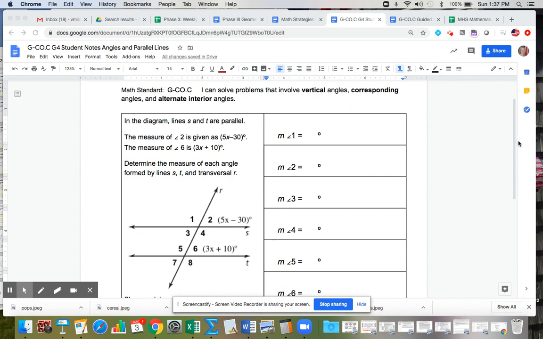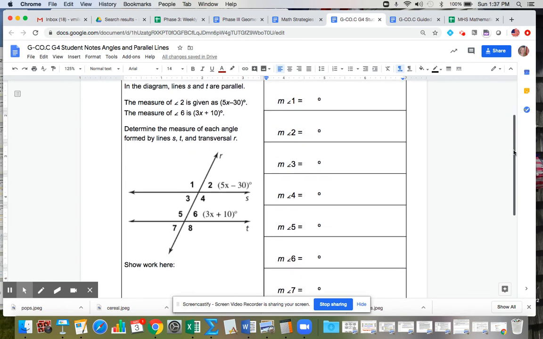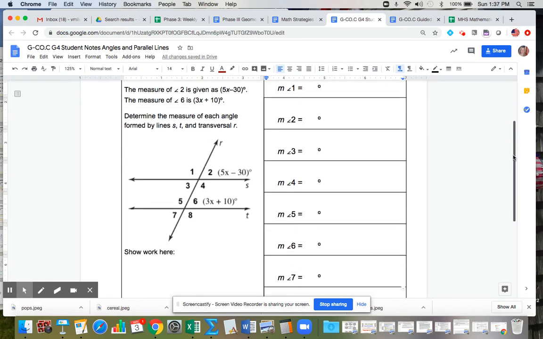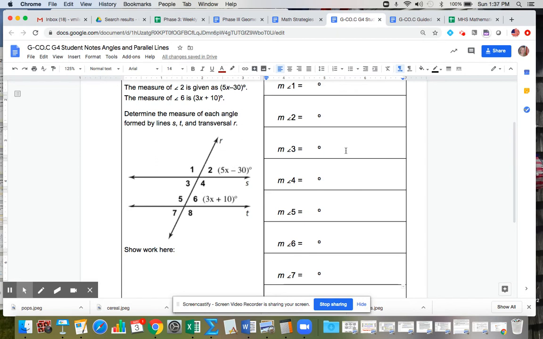Your learning target for this lesson is I can solve problems that involve vertical angles, corresponding angles, and alternate interior angles. And we're given a diagram, and we're told that in this diagram, lines S and T are parallel. The measure of angle 2 is shown as 5x minus 30 degrees. The measure of angle 6 is 3x plus 10 degrees. And our job is to determine the measure of each angle formed by lines S and T and transversal R.